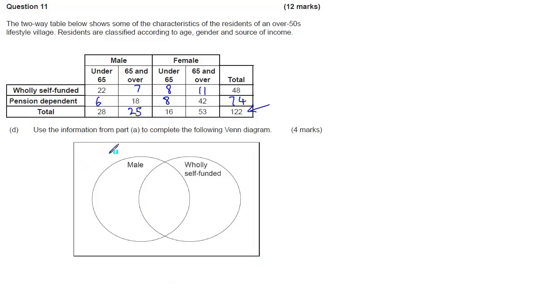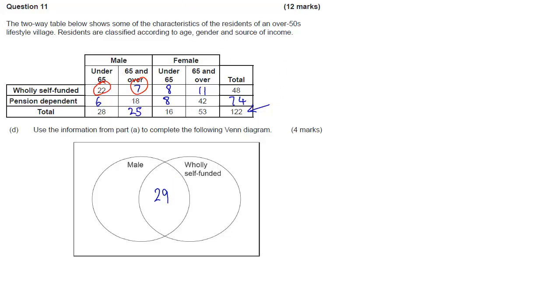We now want to use the information from above to complete the Venn diagram. So we have a ring for male and a ring for wholly self-funded. So in the intersection here, we'll go males who are wholly self-funded. So males wholly self-funded are these two categories here. So that's going to be 29.